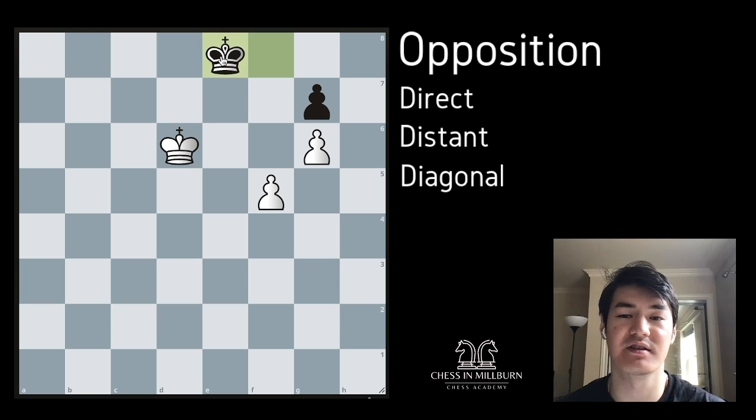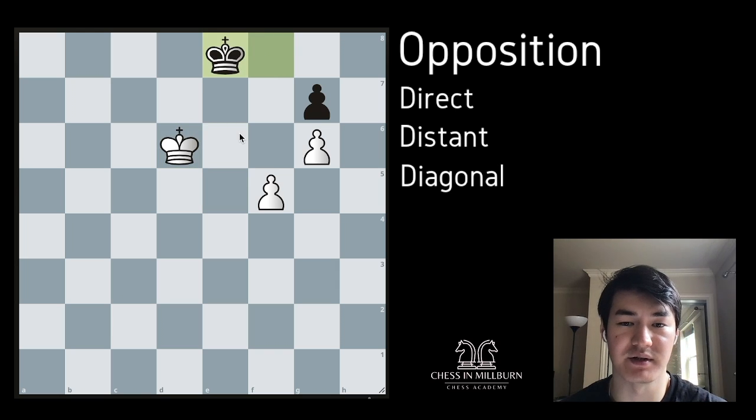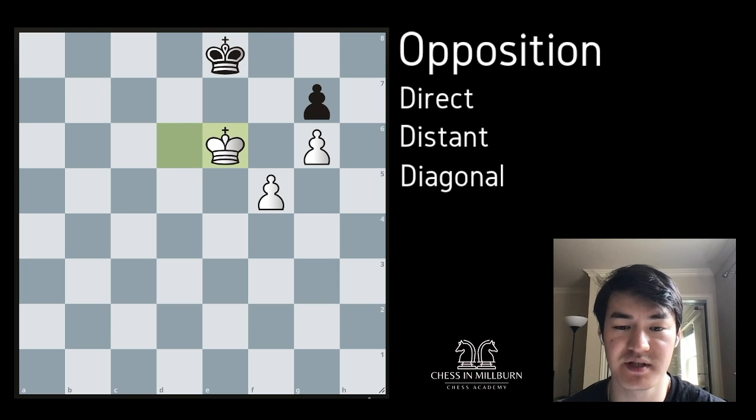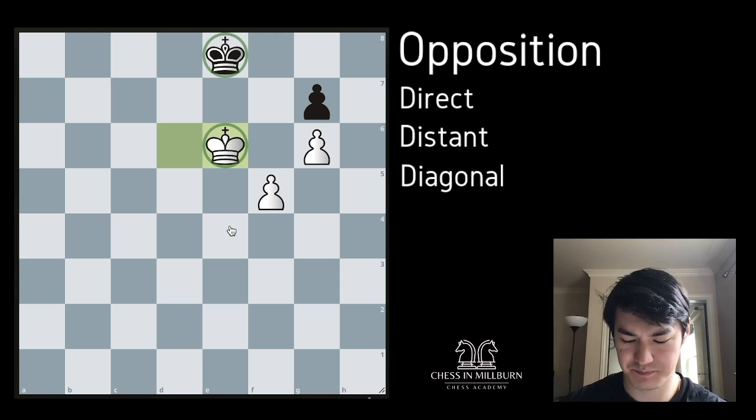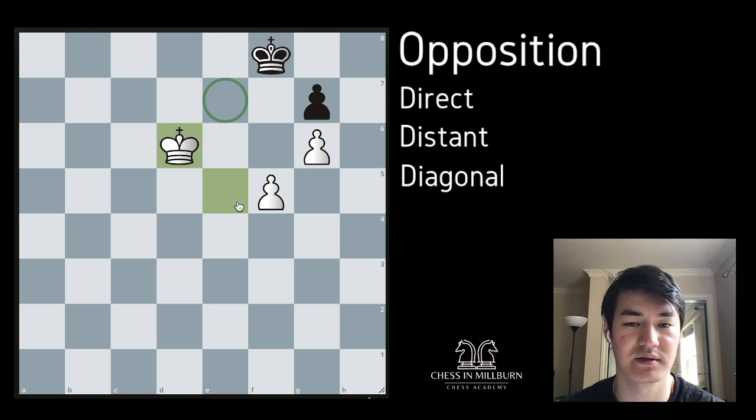If black moves the king to e8, we can bring our king to e6, and now we have direct opposition, so we can actually win this game as white. This is what we call direct opposition once the kings are on a straight line, but when they are on a diagonal, the goal is to get into the direct opposition.